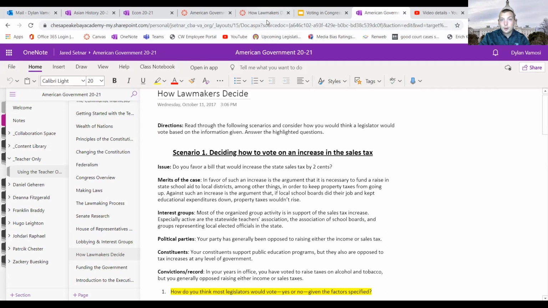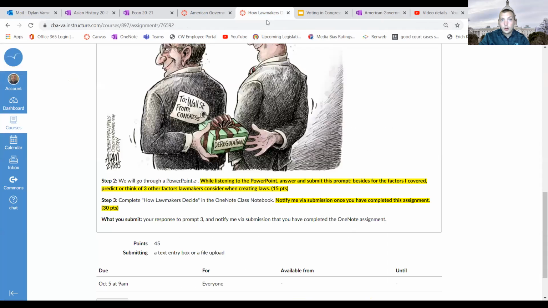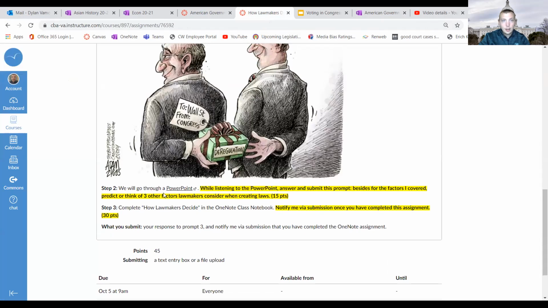And then I think I had a prompt in step 2 with the video as well to predict or think of 3 other factors lawmakers must consider when creating laws. And those are what you submit.